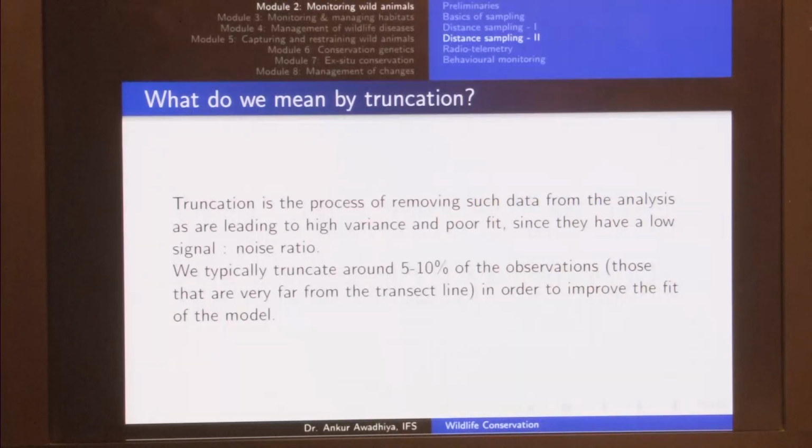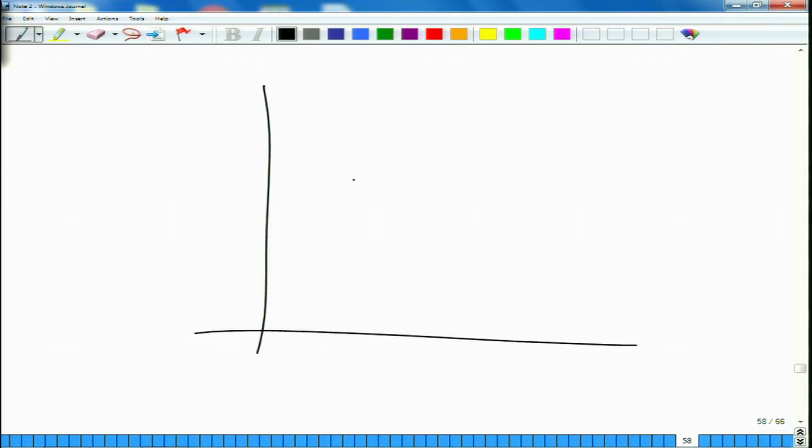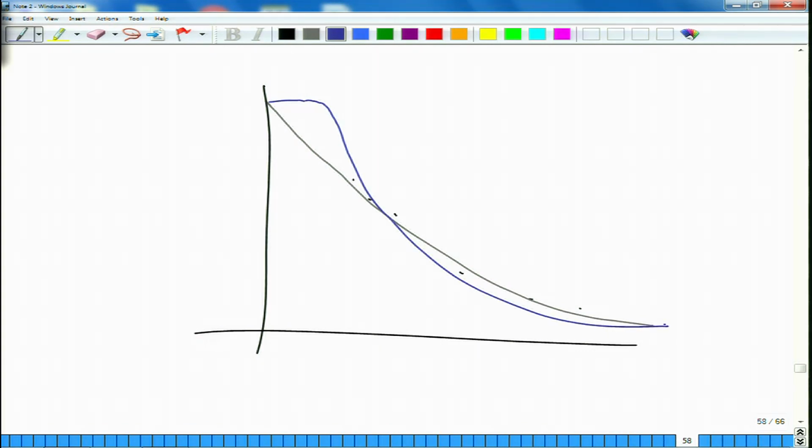Now, once we have selected a model and tried to fit it, when we have some points, we could fit a negative exponential model, or we could fit a hazard rate model, something like this, or a half normal model, something like this. You can see that none of these models is actually catering to all the points in our data. So, how do we assess which model to take?